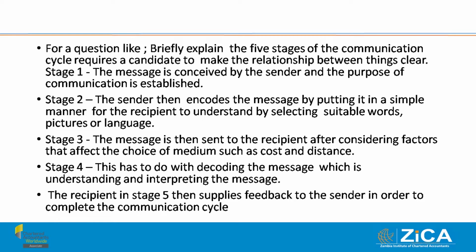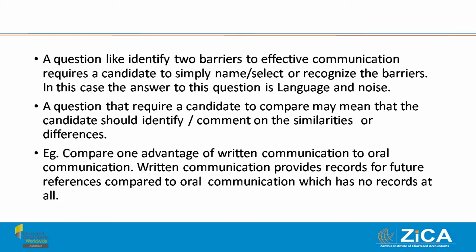Sometimes there are questions that may ask you to identify. A question like, identify barriers to effective communication. This may require a candidate to simply name something or recognize something. So in this case, when you are asked, identify barriers to effective communication, you simply answer: language, noise, overloading of information or underloading of information, using wrong medium of communication. Anyway, barriers are so many. So you can simply name them. So when you are identifying, you are simply naming them.